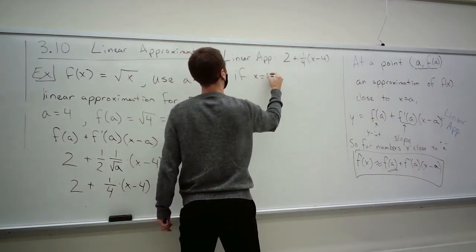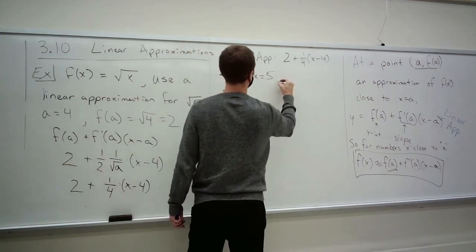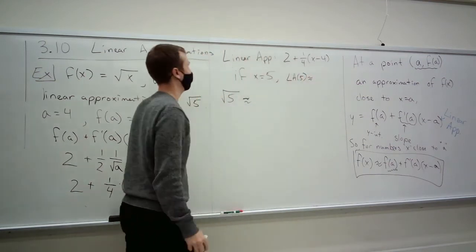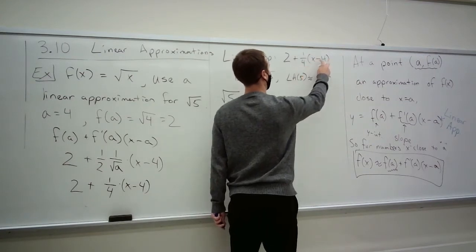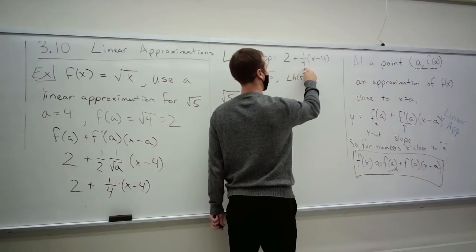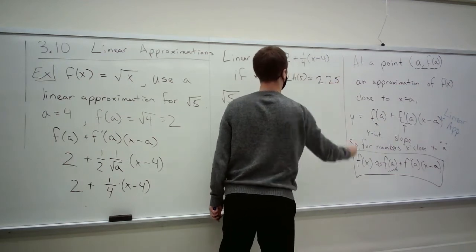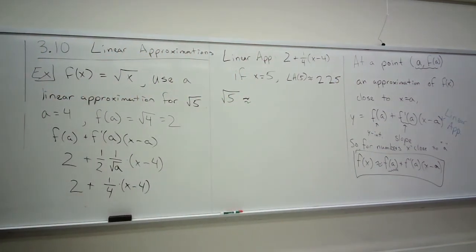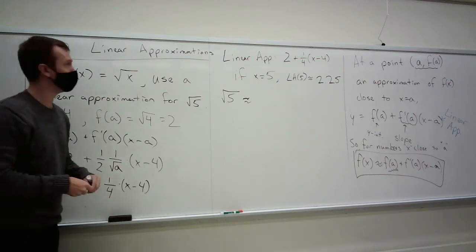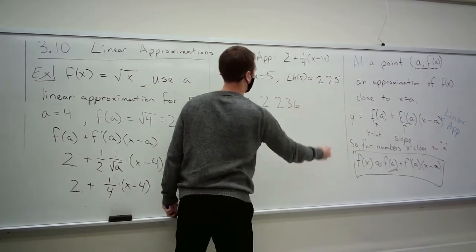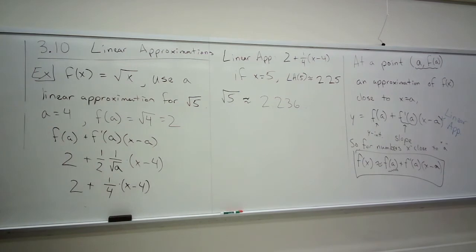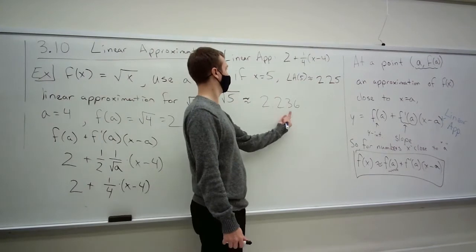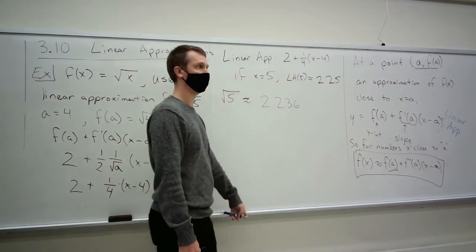And if x equals 5, it tells us this. 2 plus 1/4 of 5 minus 4, that's 1. 1 over 4 is 0.25 plus 2. Says the square root of 5 is maybe close to 2.25. And the square root of 5, just to see, is 2.236, etc., etc. That's not so bad, actually. It agrees on the units, it agrees on the tenths, and it is 0.014 off. Right? About a 100 plus 4 thousandths.